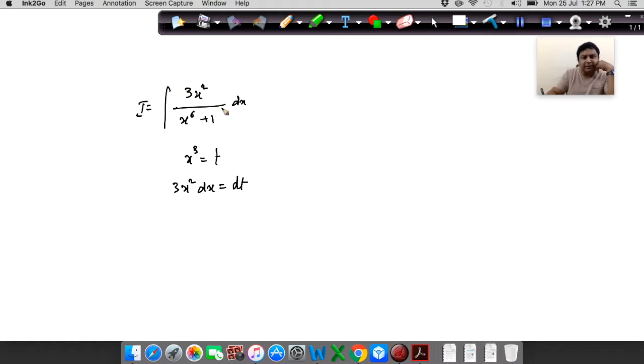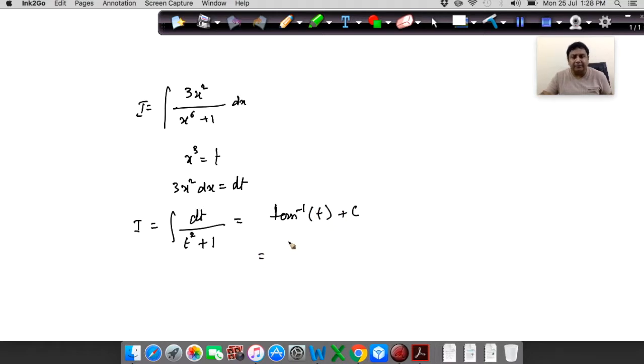So see this 3x square dx we have. So automatically this whole thing becomes dt and x cube is t, so this becomes t square plus 1. Now if you compare, this fits into again 1 by a tan inverse x by a. So a here is 1, we get tan inverse t plus c. But what is t? t is x cube. So answer is tan inverse x cube plus c.